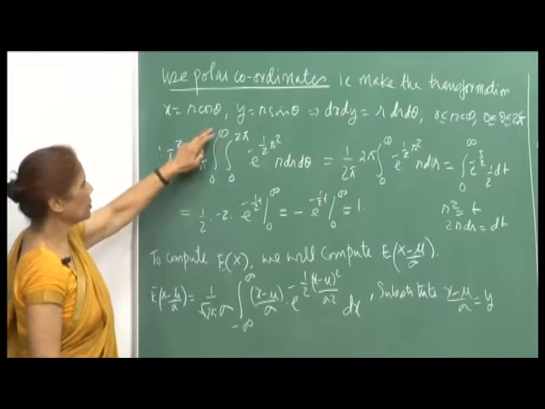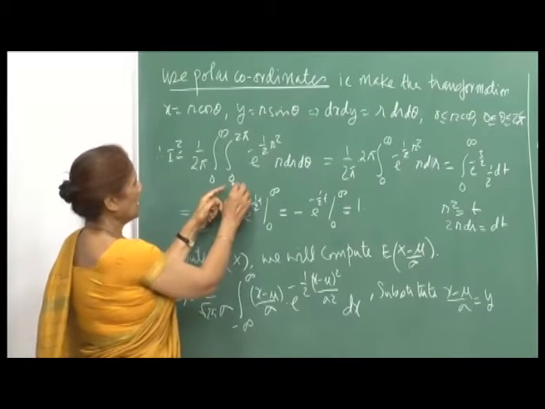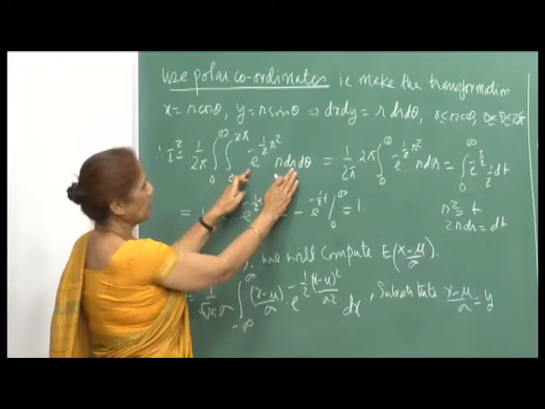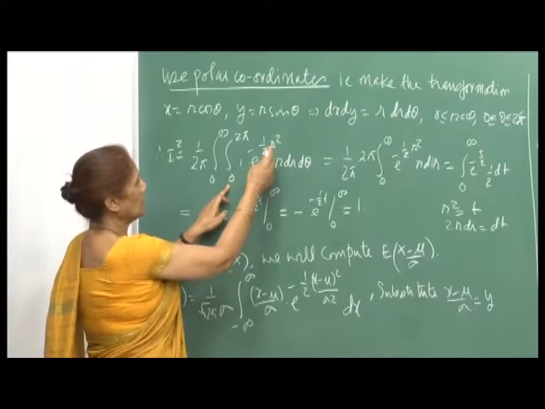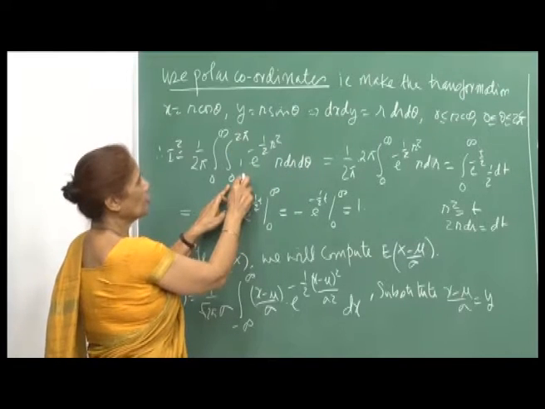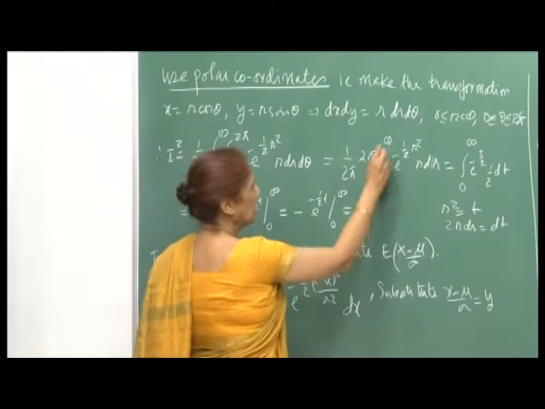The limits are 0 to 2 pi, 0 to this thing. Now, here what I have done is already, because theta does not appear here anywhere, this is simply 1. So, this with respect to theta just integrates to 2 pi, which I have written here.